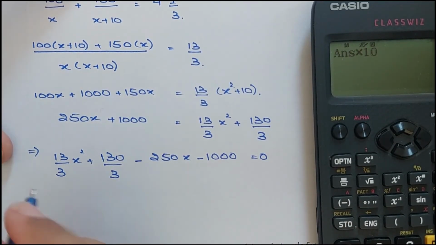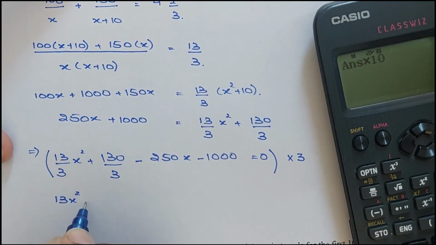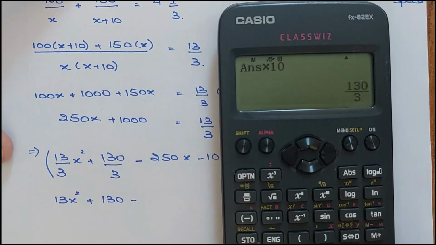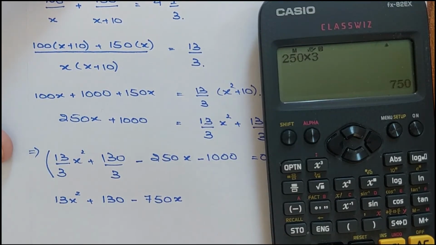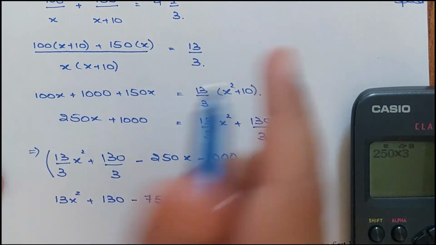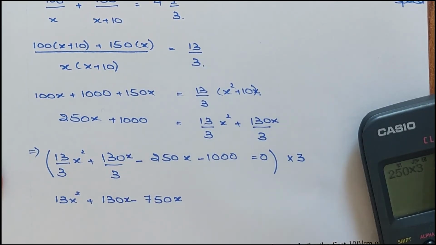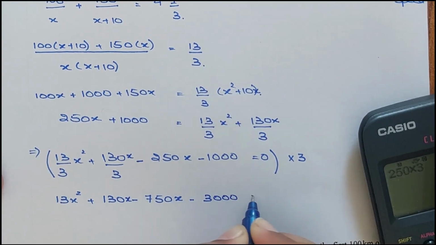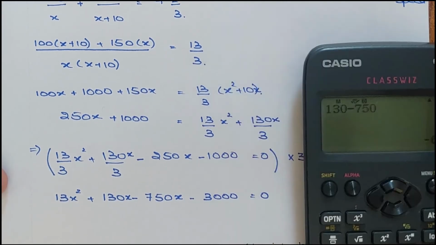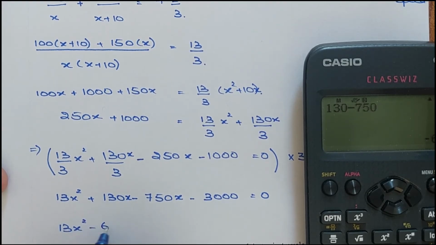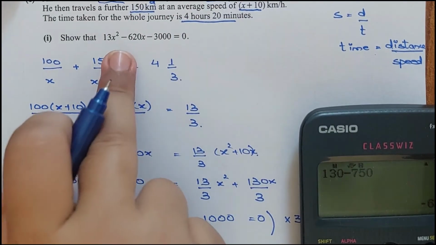Now multiplying throughout the equation by 3. This equation is multiplying on both sides by 3. So this is just 13x square plus 130 minus 250 times 3 is 750x, and this is x square and 10x also multiplying with x, and 3000. Now solving for x, 130 minus 750 is 620 with negative. So 13x square minus 620x minus 3000, this is equal to 0. This equation is exactly the same.